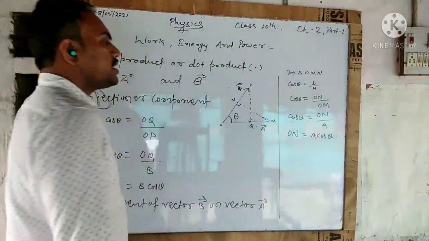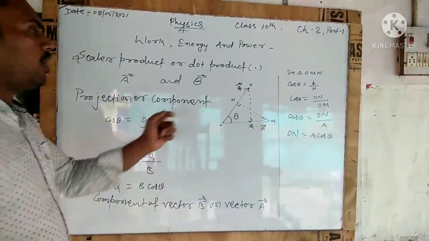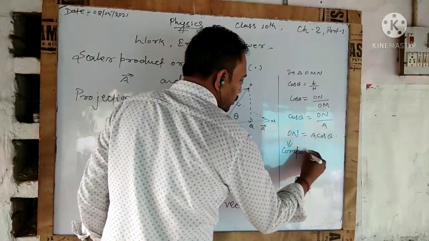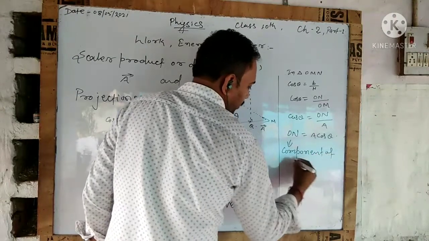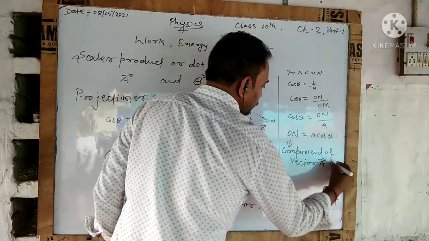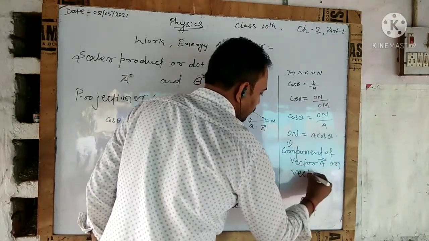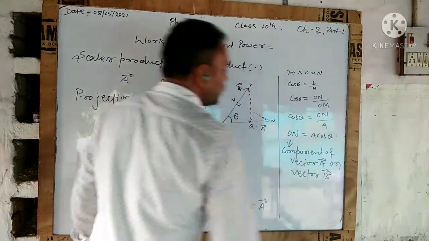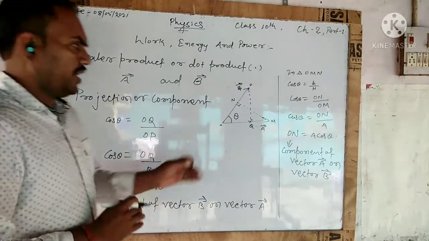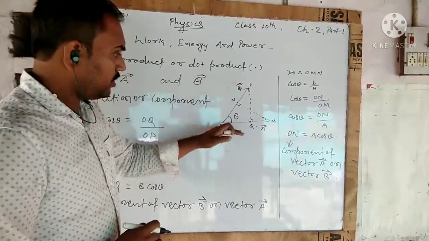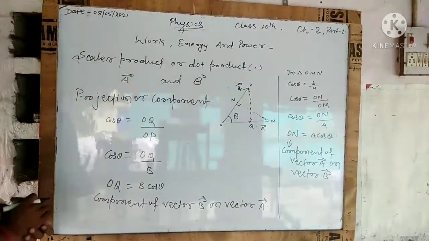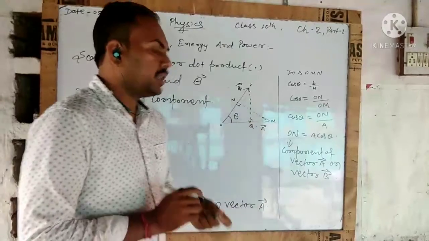It means ON is the component of vector A on vector B. So it is easy to take a component. Simply, for the component of which vector you want to take, draw a perpendicular on the other vector, and you will simply use cos theta.